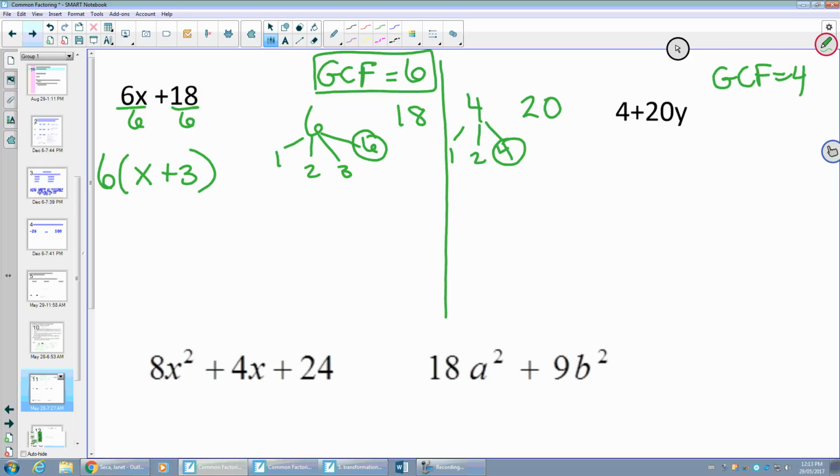Well, I don't have any variables, or I only have 1, so I can't common factor out anything. So I write my greatest common factor 4, and I divide everything in here by 4. Now, 4 divided by 4 does not give me 0. That's a common mistake to write. It gives me 1. Plus 20 divided by 4 gives me 5y. That is my final answer, 4 bracket 1 plus 5y.